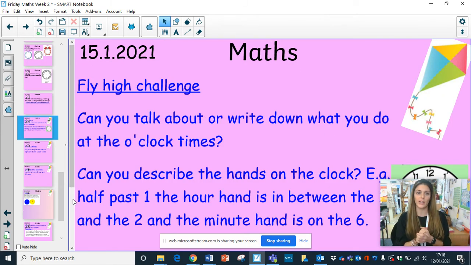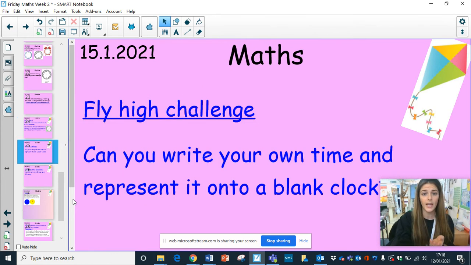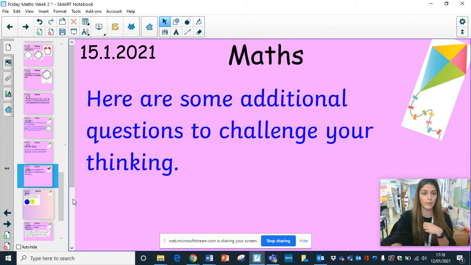And then you fly high challenges. So can you talk about or write down what you do at these times at 1:30? Can you describe the hands on the clock? So if it's 1:30, the hour hand is between the 1 and the 2. So remember when we spoke about that before. The hour hand is halfway between the 1 and the 2, and the minute hand is on the 6. Can you verbalise that? Can you talk about that or write that down? And can you write your own time and represent it on a blank clock? You can draw that or use the blank clocks that I've provided in the resources.